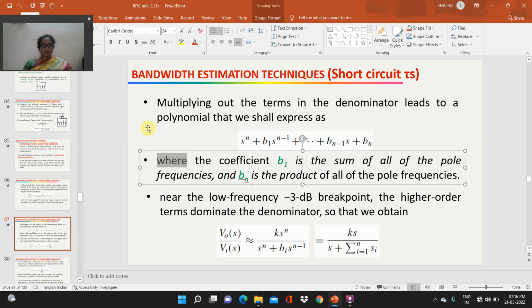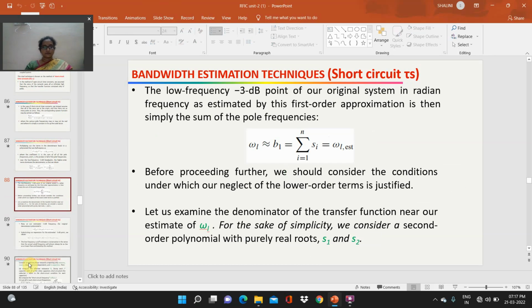so that we can obtain V naught of s by Vi of s is approximately K s^n by (s^n + b1 s^(n-1)), which is equal to K s by (s + sum of Si for i equal to 1 to n). The low frequency minus 3 dB point of our original system in radian frequency, as estimated by the first order approximation, is then simply the sum of the pole frequencies, that is, omega L is approximately equal to b1, which is equal to the sum of Si for i equal to 1 to n, which is omega L comma est.